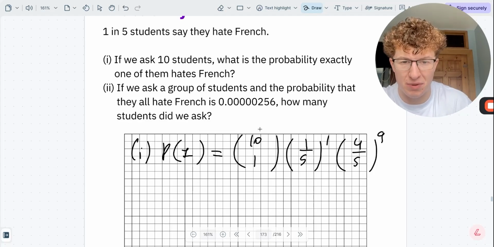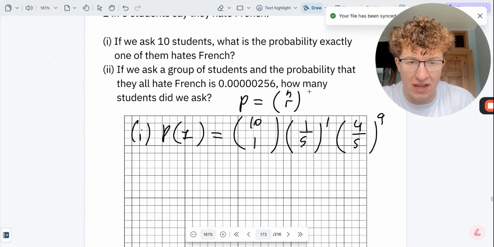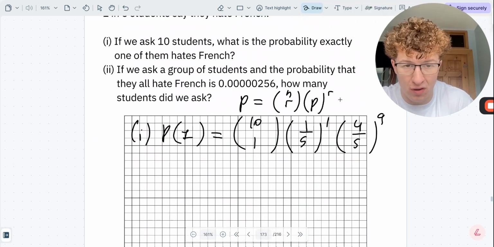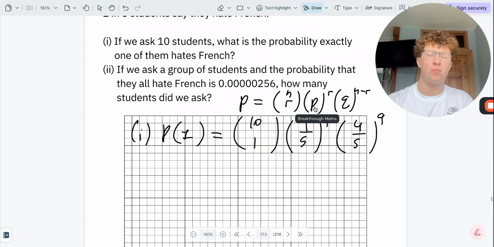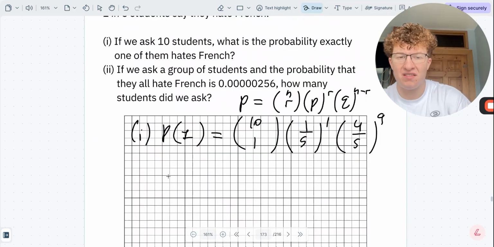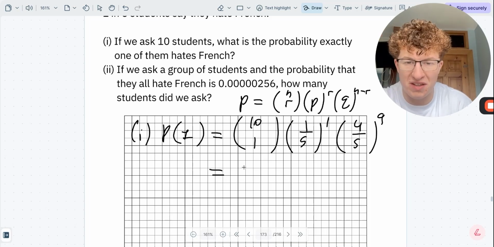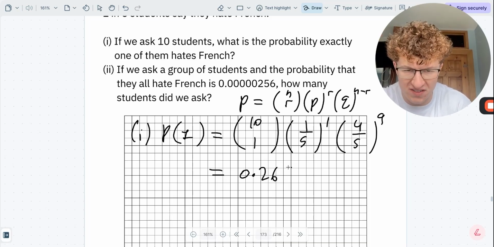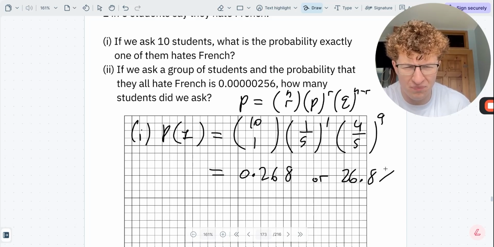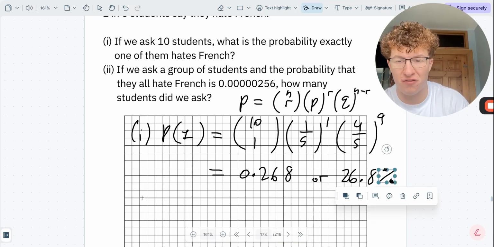It's in the notes anyway, but the probability is equal to n choose r, then we have p to the power of r, and then q to the power of n minus r. Like that, where p is one probability, and then q is just like 1 minus p. So when we plug that into our calculator, we'll get 0.268, or 26.8%. That's the probability that out of 10 kids, only one of them hates French.